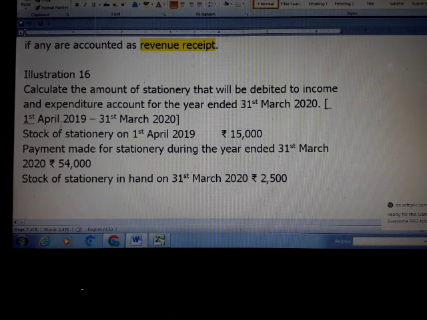So stock of stationery on 1st of April 2019 is 15,000. This will be a base item. To this you will be adding the payment made for stationery during the year ended 31st of March 2020. Why? It denotes your purchases. So purchase of stationery, it's a net purchase.